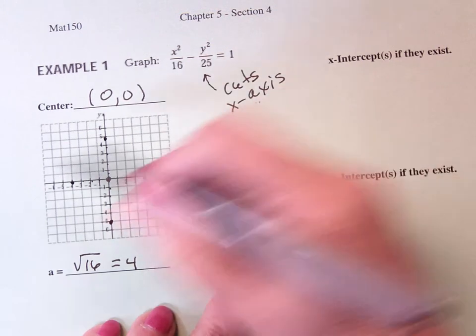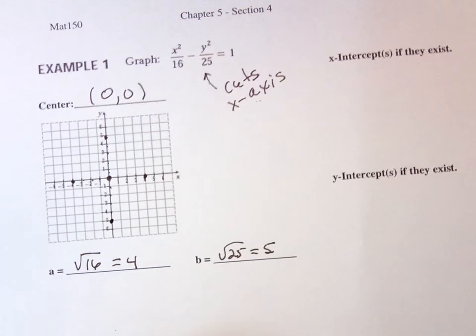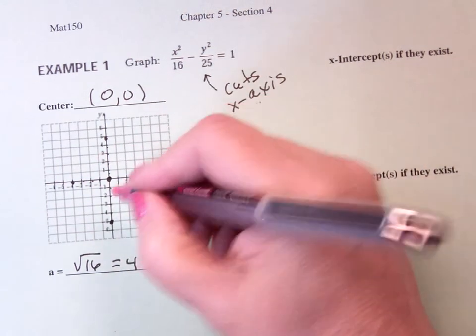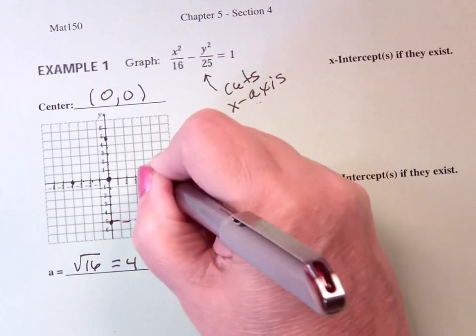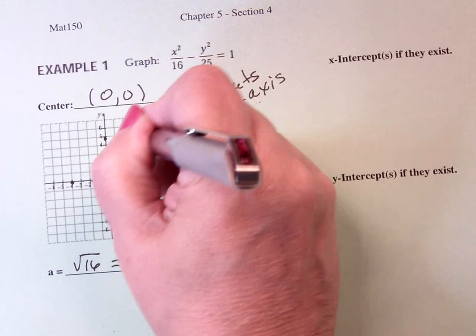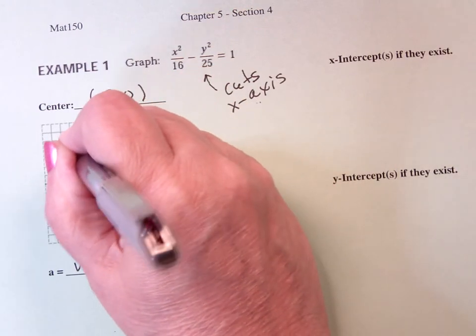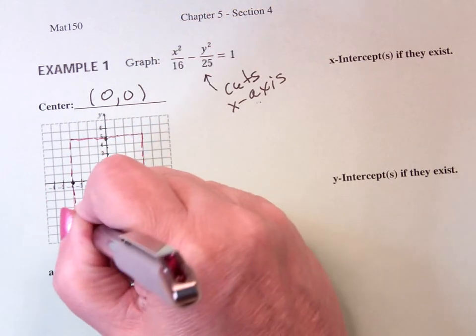Now, if this was an ellipse, I'd connect the dots, but it's not. It's a hyperbola. So what do I do? Instead of making an oval, I'm going to make a box. And the box is going to go through the dots. And you're going to say, why in the world did you do that?